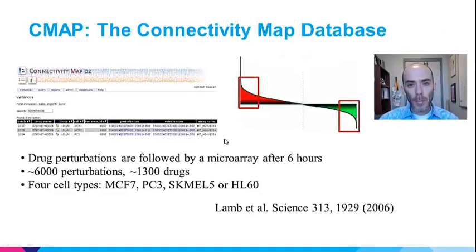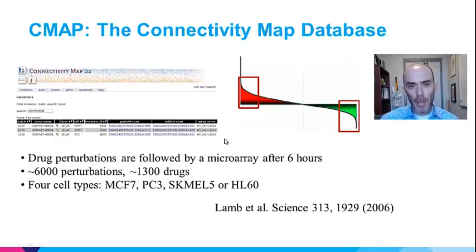The connectivity map is a grand effort that started at the Broad Institute, where they performed over 6,000 microarray experiments, and the experiments were to treat various human cancer cell lines with over 1,000 drugs. Most of those drugs were FDA-approved drugs, and then measure gene expression changes after 6 hours. This was published in a Science paper in 2006. There is going to be a new version of the connectivity map with many more perturbations, and I'm going to discuss this new version later on in the course.